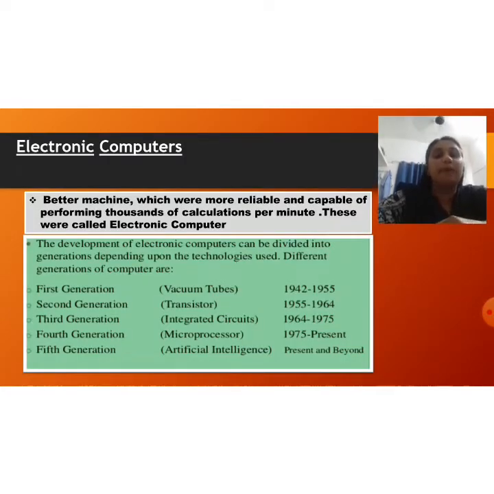So first one is about electronic computers. With the discovery of electricity, better machines were made which were more reliable and capable of performing thousands of calculations per minute. So these machines were called electronic computers. The development of electronic computers can be divided into generations depending upon the technologies used in it. The different generations of computers are first generation, second generation, third generation, fourth generation and fifth generation.